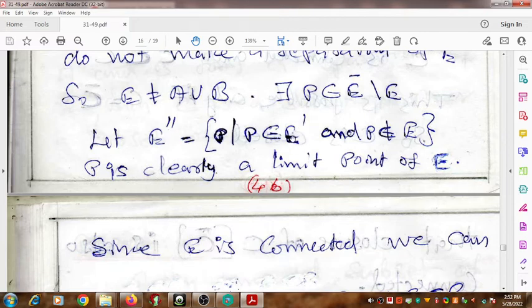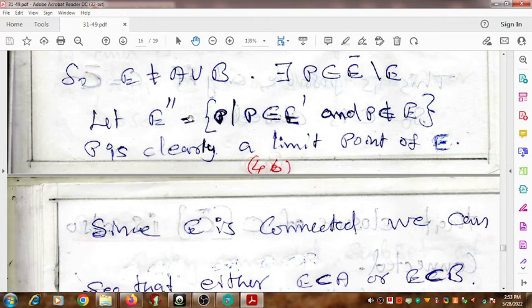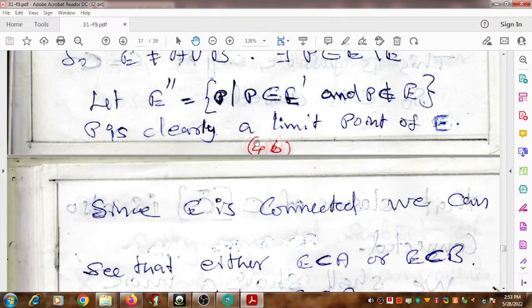But what is E prime? E prime is the derived set, the set of all limit points of E. So let P be a limit point of the set E. Those limit points of E are taken, but in addition, the limit point must satisfy the condition that it is not actually present in E. So E double prime is the set of those limit points of E which are not a member of E. Only those limit points are taken here and named as E double prime, and P is clearly a limit point of E, but P is not a member of E.